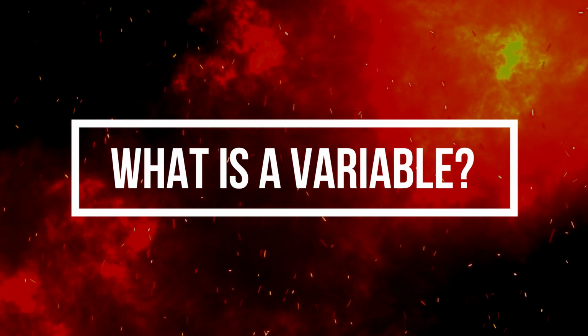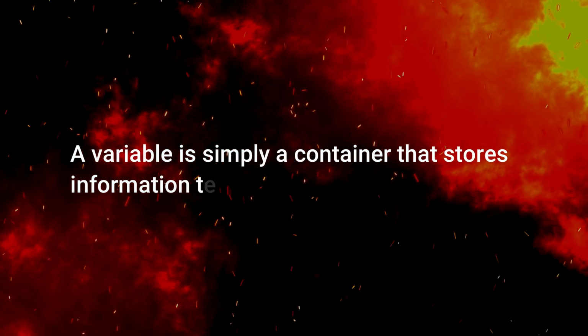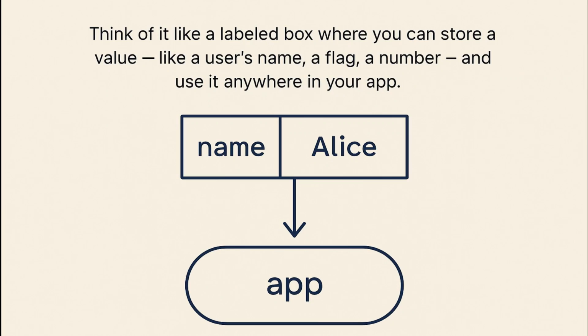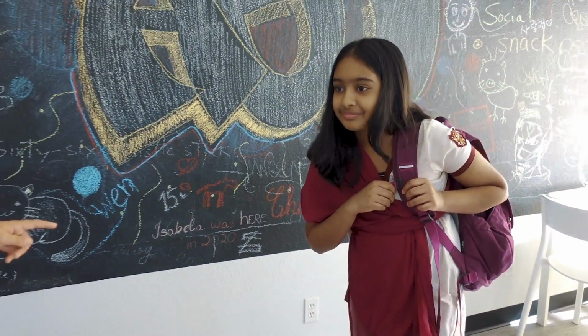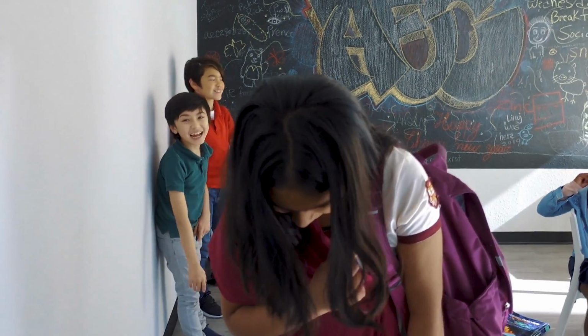So first of all, what is a variable? A variable is simply a container that stores information on a temporary basis. Think of it like a labeled box where you can store a value like a username, a flag, a number, or a string and use it anywhere in your app. It allows your app to remember values across screens, controls, and logic flows.